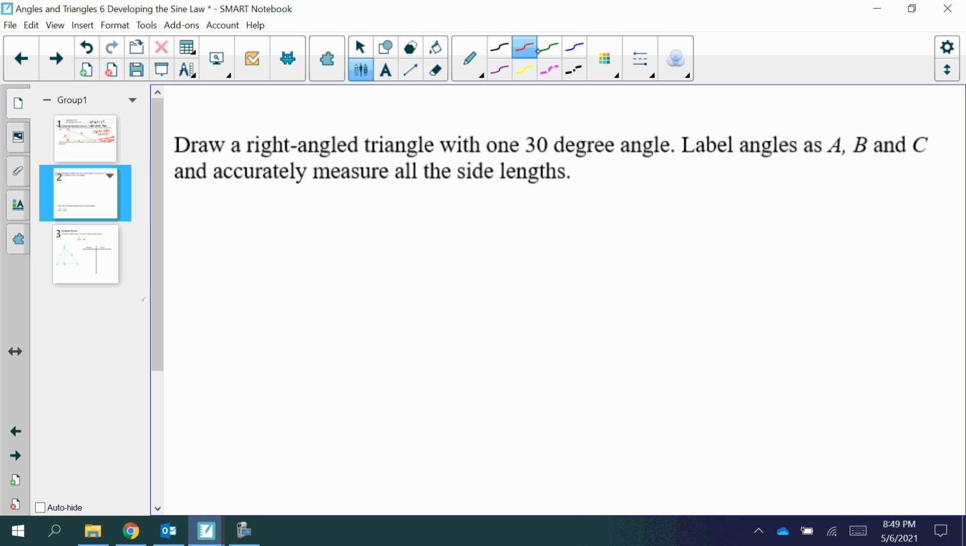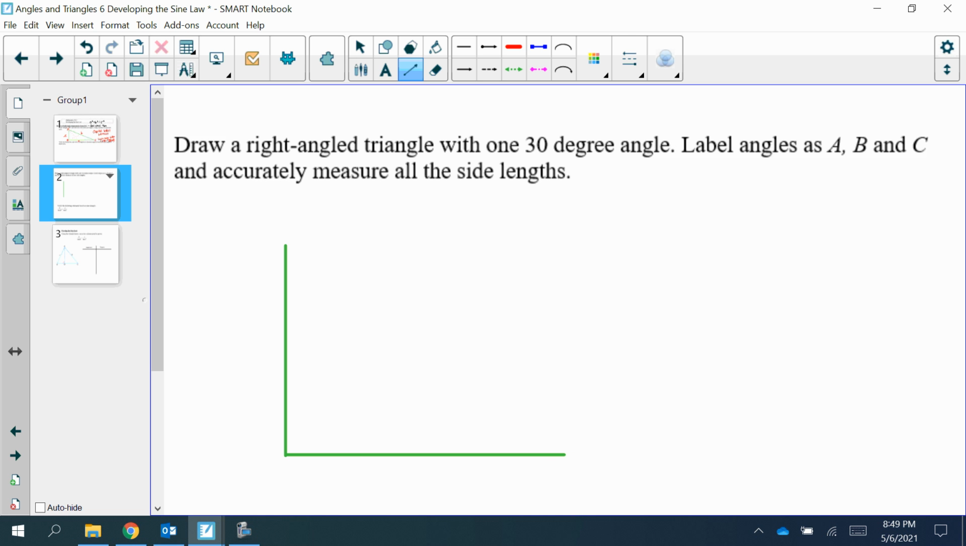I'll come back to this, but just to look at what we would be doing. So a right angle triangle. What you would need if you were drawing this: right angle means you need to have a 90-degree angle. So it'd be something like this. And then it's saying a 30-degree angle. So what I would probably do is line up my protractor.